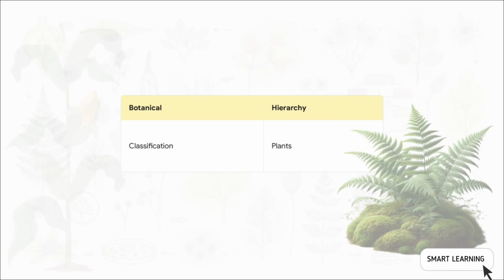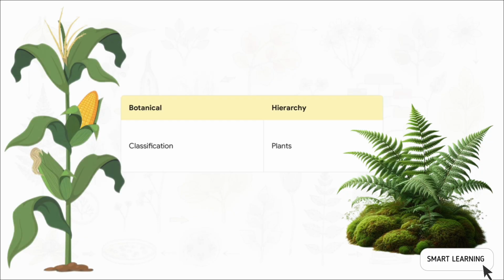To lock it all in, let's compare these features side by side. Flowering plants can be divided perfectly into these two groups based on their seed leaves and their veins. Remember, flowering plants can be divided into monocots and dicots. One seed leaf, monocot. Two seed leaves, dicot.